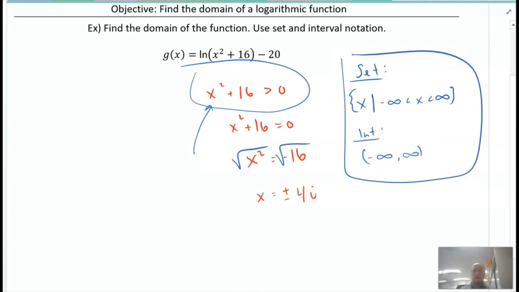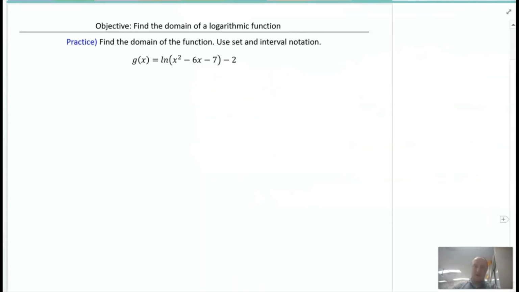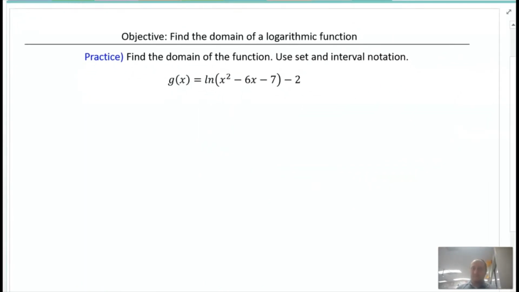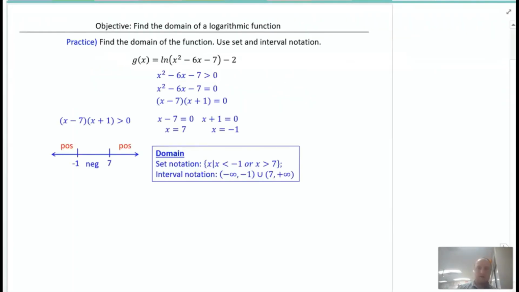I do have a practice problem for you because I'm nice like that. Here you go. Please go ahead and try this one. Hopefully you paused the video and gave it a go. Here is the solution. All right, and that is it.